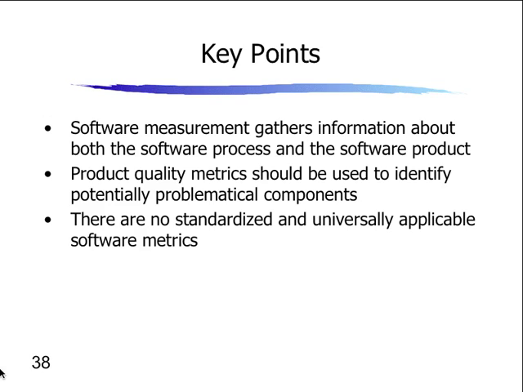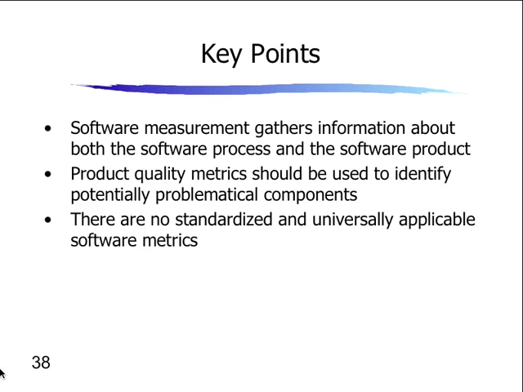So here's some key points in conclusion on your quick overview of software metrics as it applies to software engineering. The measurement itself gathers information about both the software process and the product. We can measure the product, we can also measure the difficulty in creating the product. We can also measure the effectiveness of the development process, how well our software development lifecycle is working, how well our stages are working, how productive we are.